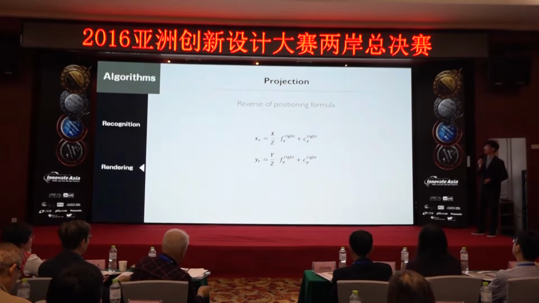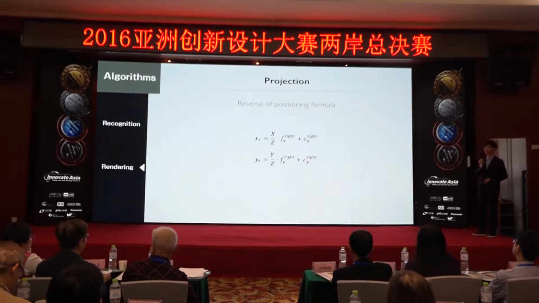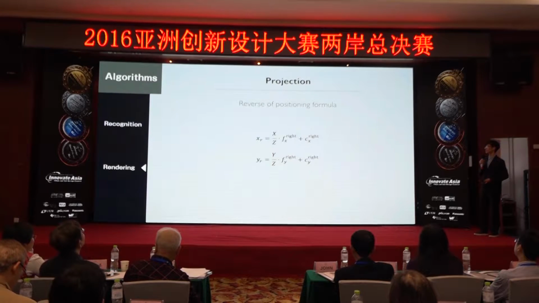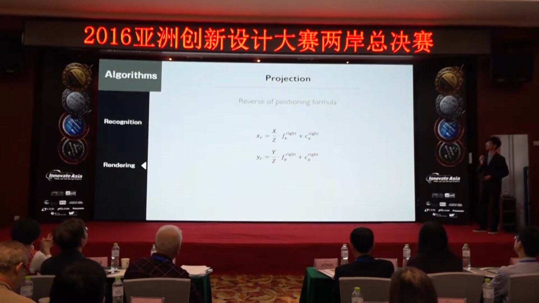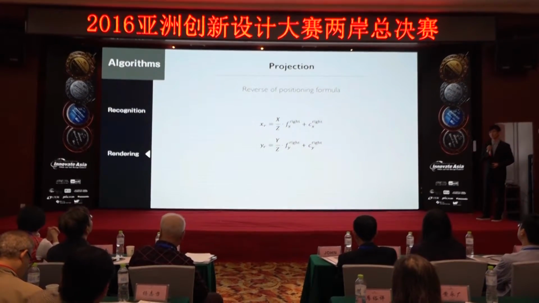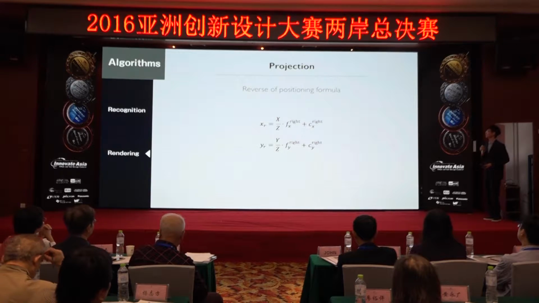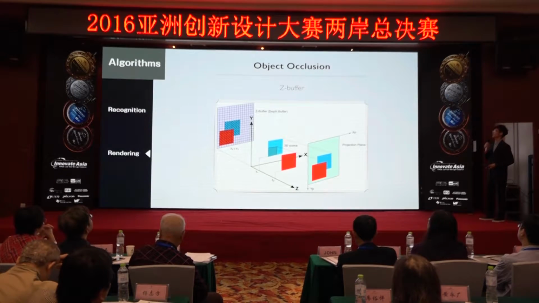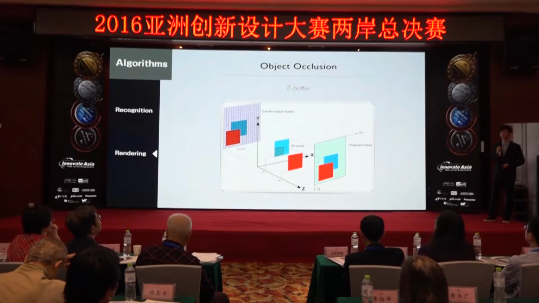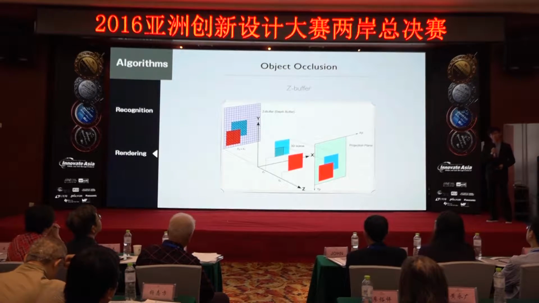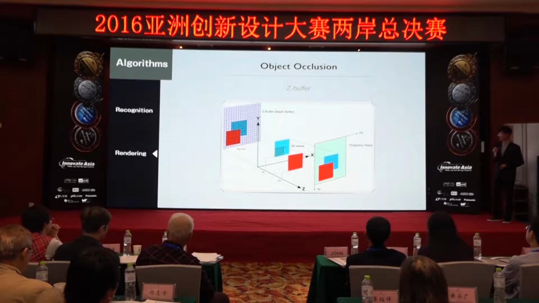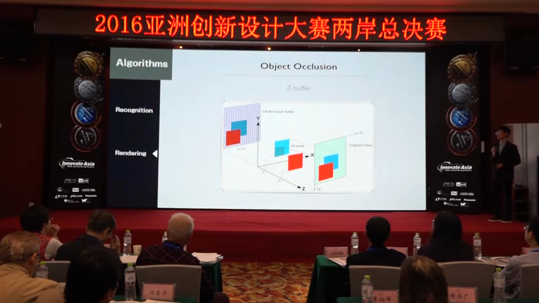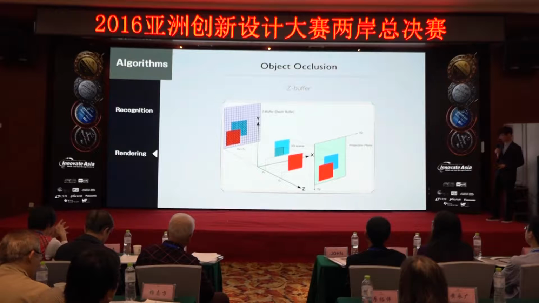Well, the first step of rendering is to project the rendered object onto the screen, which, as the formula here illustrates, is just the reverse of the positioning formula which we've seen a moment ago. And the next step is to handle the object occlusion. We use the Z buffer here, and we store the closest object and its distance from each pixel to the point of view, and this is called a Z buffer. Each pixel in the rendered object is then compared with the corresponding objects in the Z buffer to decide which comes first, which is in the front.